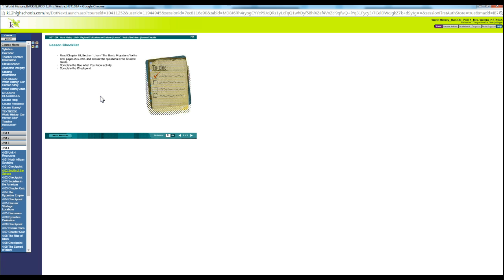You need to read Chapter 10, Section 1 from the Bantu migrations to the end. So you're going to read from page 206 to page 212 in your textbook, and that's how you're going to answer the questions on the student guide. Then you'll complete the use what you know activity and complete the checkpoint. So let's start by going through and reading that chapter 10 section.